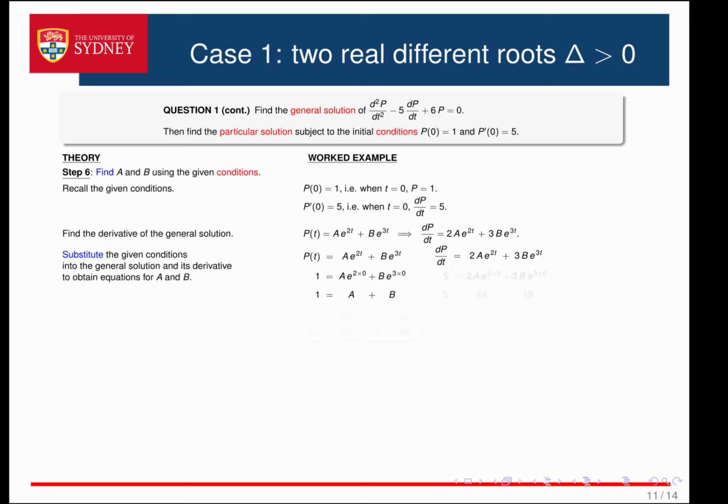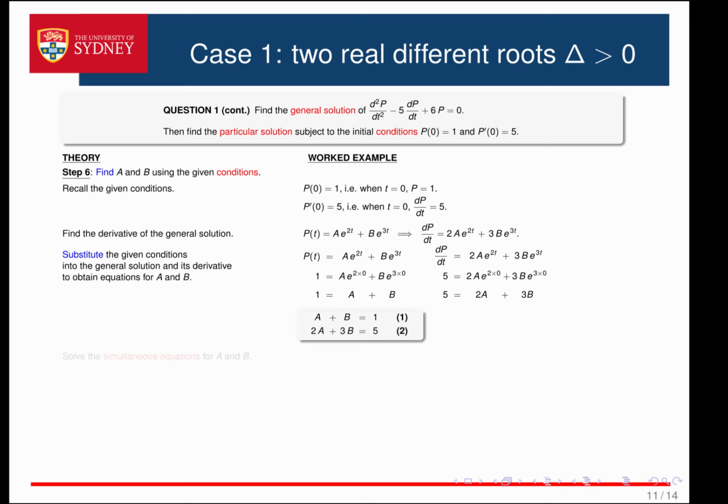Now recall that the second condition says that when t equals 0, the derivative dp/dt is equal to 5. So using the derivative of the general solution, we substitute 0 for t wherever it occurs, and substitute 5 for dp/dt wherever it occurs. This gives us 5 equals 2a e to the 2 times 0 plus 3b e to the 3 times 0, which simplifies to 5 equals 2a plus 3b.